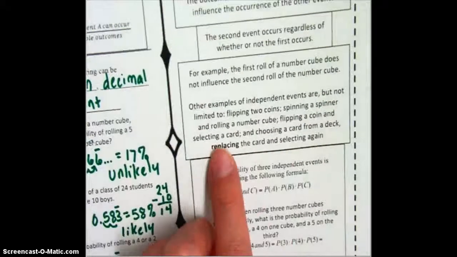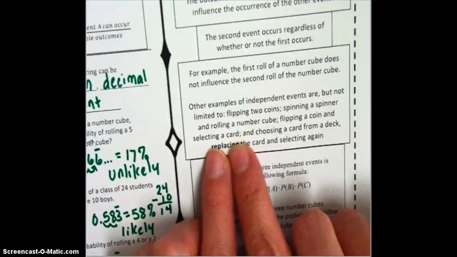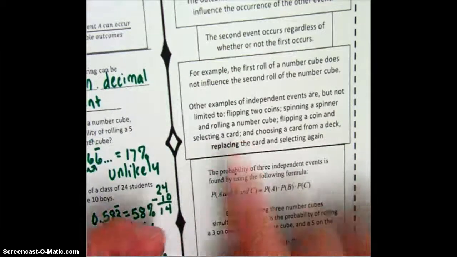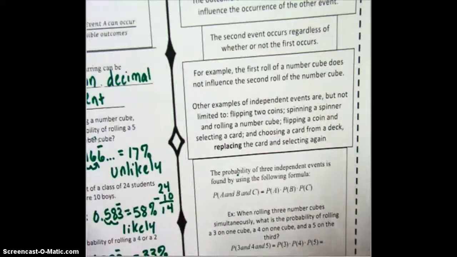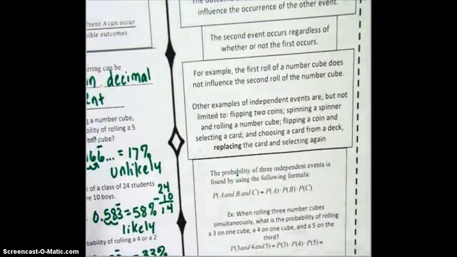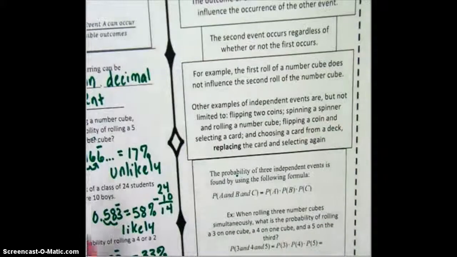So again, if you have a deck of cards and there's 52 cards, if you pull one out, look at it, then put it back, then the next person who chooses is going to have the same probability that you did. There's 52 cards, and then they put it back, and then the third person pulls one. There's still 52 cards because everybody's putting it back.